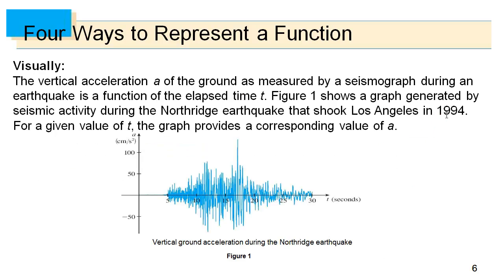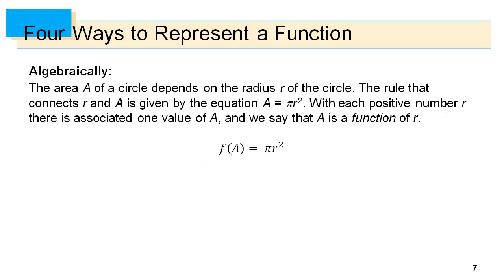Input, output. Visually or graphically, here's a graph that shows the vertical acceleration a of the ground as a function of t time. Algebraically, we've got a simple function that describes the area of a circle based on the measure of its radius. So instead of just saying area is equal to pi r squared, we can now write it as a function. A function of area is equal to pi times the radius squared.